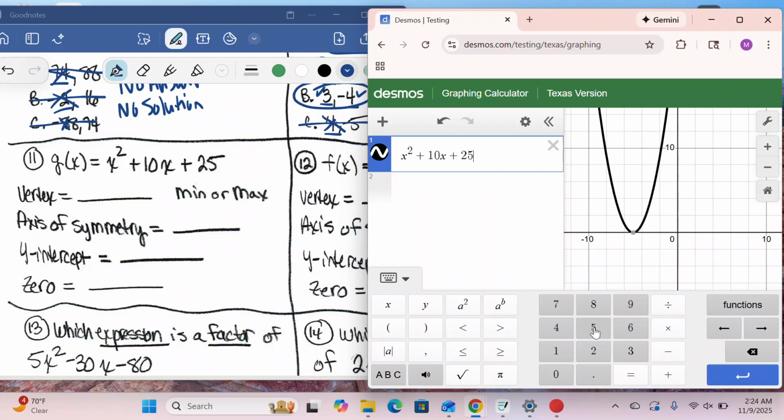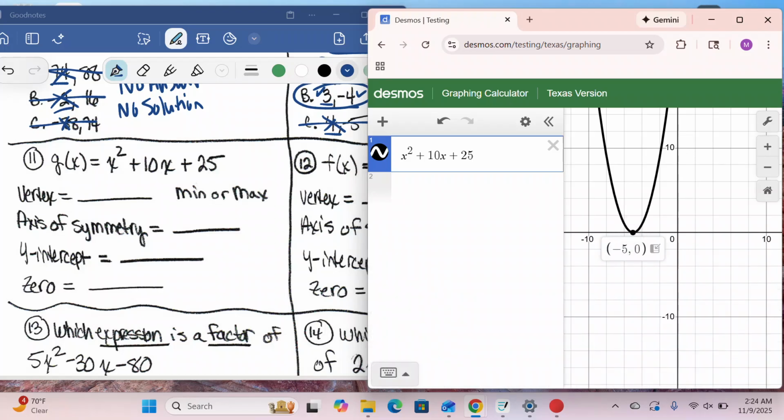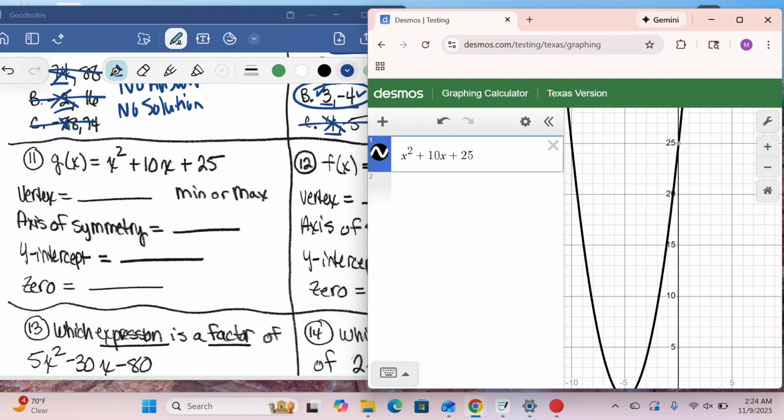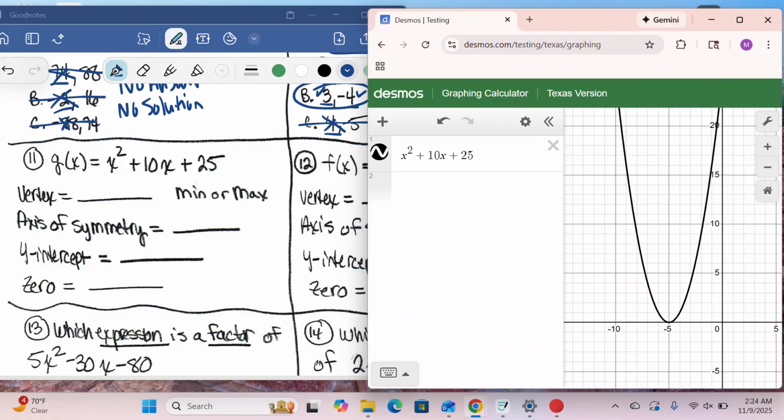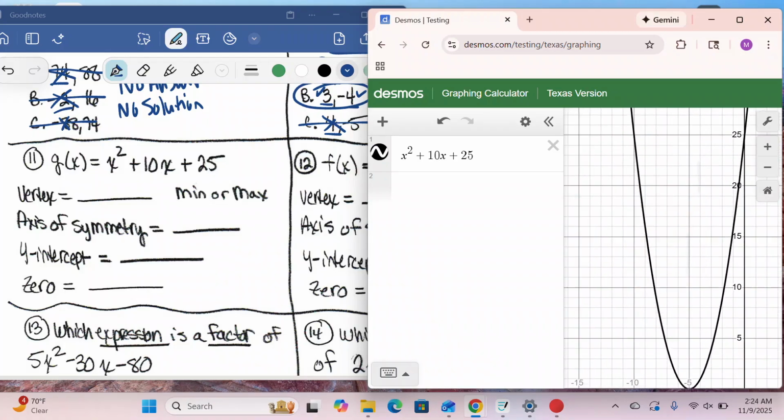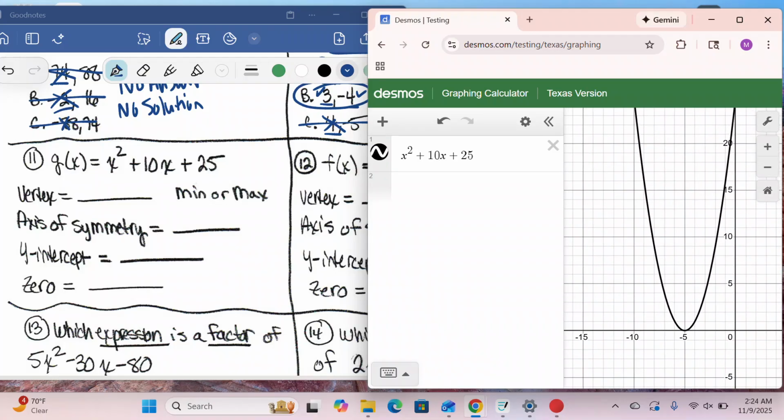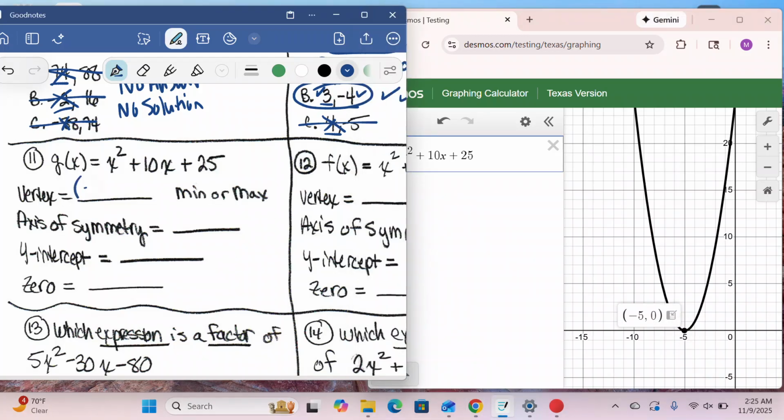And I have one x-intercept right here. I have a y-intercept up here. I have a vertex. This is called a minimum. So this one is interesting because it only has one x-intercept. So I'm going to make sure it does have one x-intercept. Yes. So our vertex is negative 5, 0. Is this a minimum or a maximum? It is a minimum because it is at the bottom of the graph.